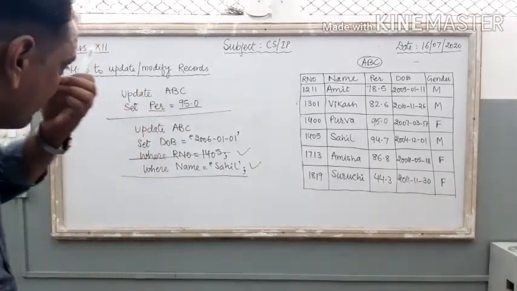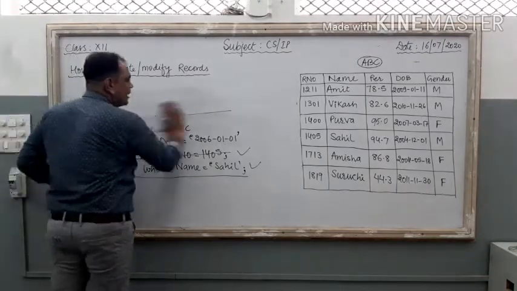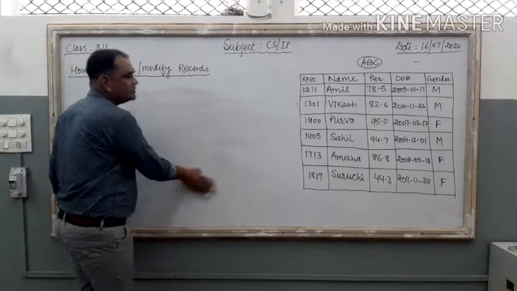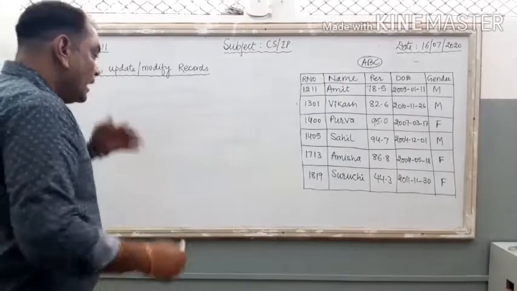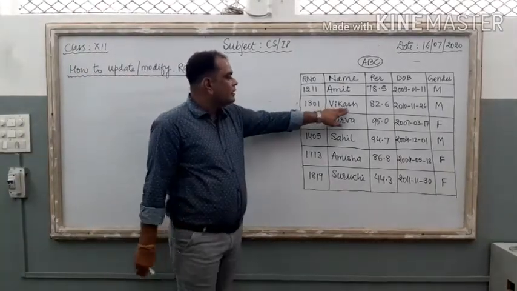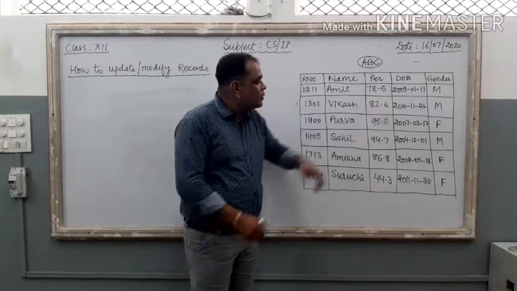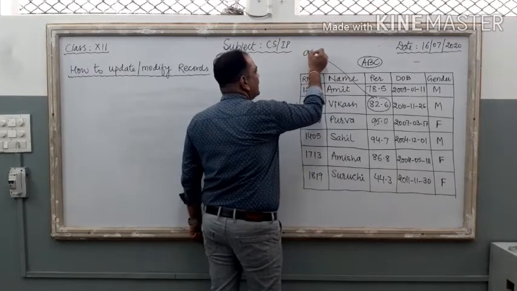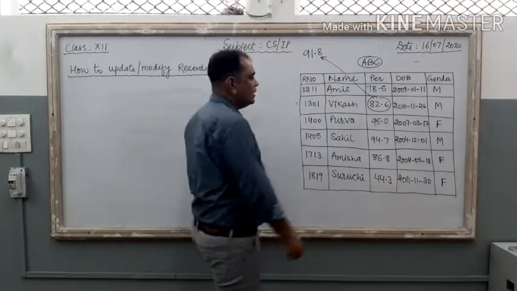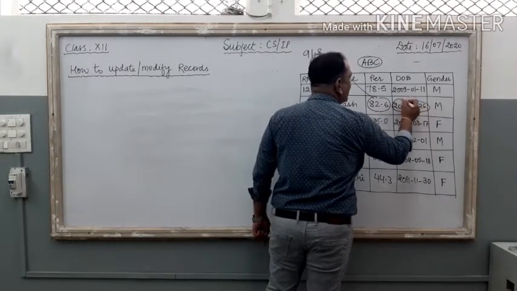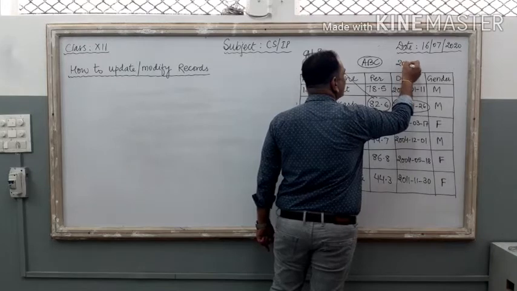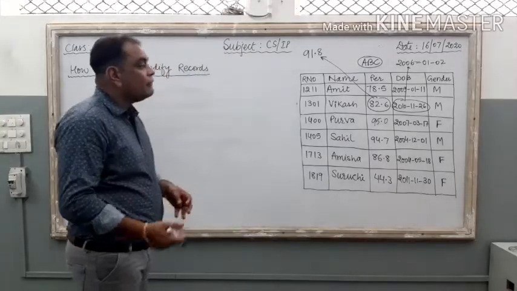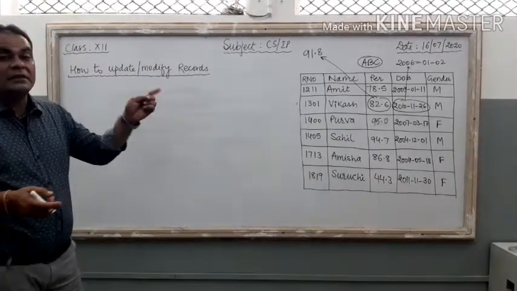Now one more thing, if you want to make modification in two different columns, what will be the command? Two different columns means what? Now just check it out. I want to update the percentage of Vikas, instead of 82.6, I want to change the percentage as 91.8, and here I want to make an updation in the date of birth also. Here I just modify the date of birth as this one, right? So I can do two different types of modification in the same record.